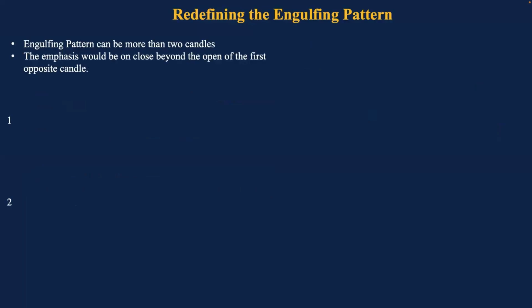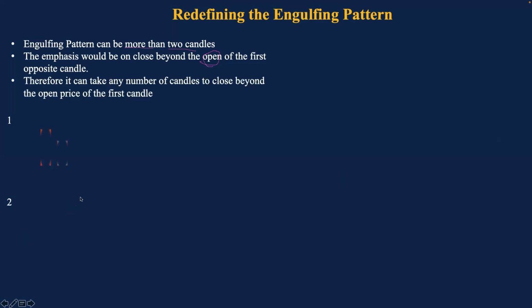Now we will redefine the engulfing pattern, right? So an engulfing pattern can be more than two candles. In the previous example, we were talking about an engulfing that has only two candles. Remember, the definition said that engulfing is a two candlestick pattern. But now we are redefining it to be more than a two candlestick pattern, that closes beyond the open. So it's still the open we are talking about, but here we are talking about two or more candles closing beyond the open of the first candle.